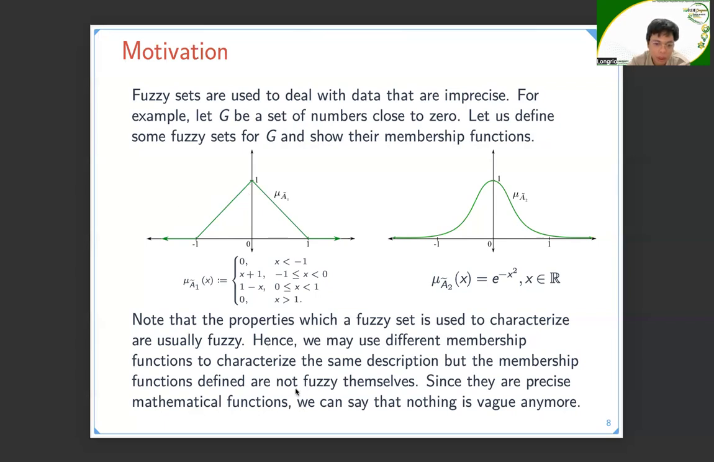Note that the properties which a fuzzy set is used to characterize are usually fuzzy. Hence, we may use different membership functions to characterize the same description, but the membership functions defined are not fuzzy themselves. Since they are precise mathematical functions, we can say that nothing is vague anymore.